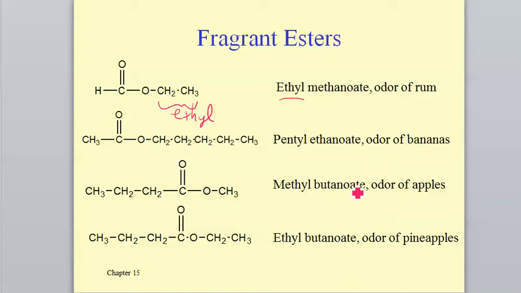These last two are both butanoates because they're both derived from butanoic acid. Butanoic acid has this awful odor. It's associated with rotten food. If you leave something in your refrigerator for a few months, oftentimes the bad smell that results is from the release of butanoic acid. But the esters that you can create from those have pleasant odors. You can see one of these corresponding to apples and the other pineapples. The difference just being one is a methyl ester and the other is an ethyl ester.